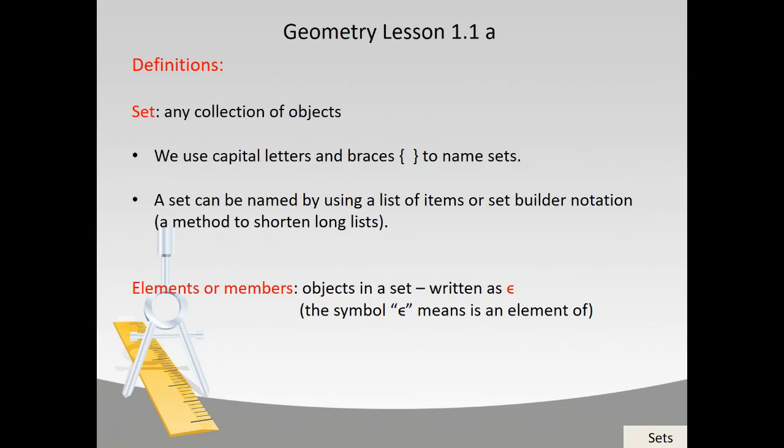We use capital letters and braces to name sets. And when you're drawing these braces, make sure that you don't use parentheses. A set can be named by using a list of items or by using set builder notation, which is a method to shorten long lists. Inside of those lists, you're going to have elements or members. Elements are objects in a set. We write the symbol ∈, I call it a rounded E, to signify element.